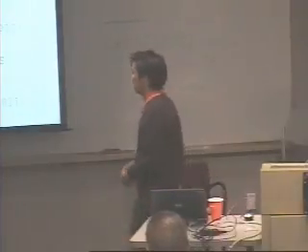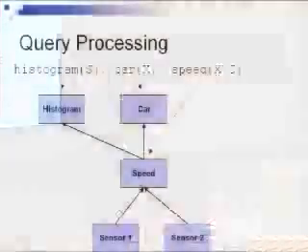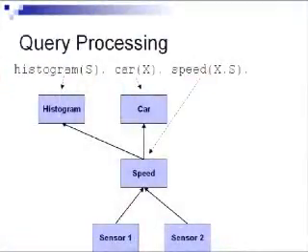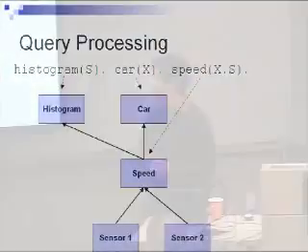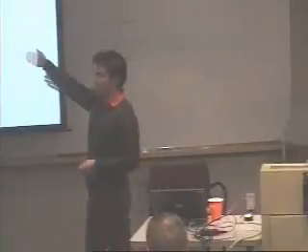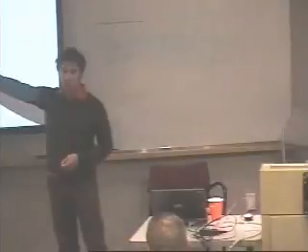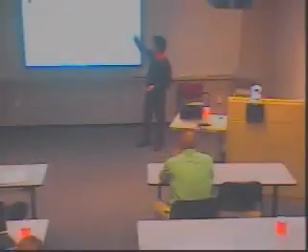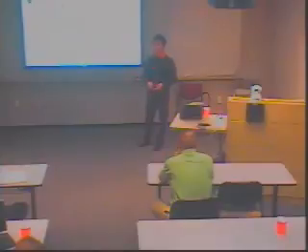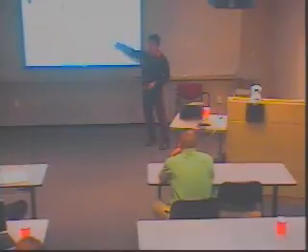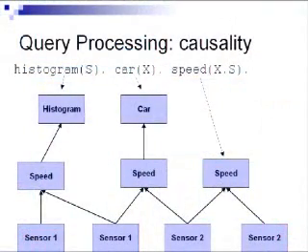Now the question is, given these queries, how do we generate a graph that will solve that query? And what we want is something that looks like this. If the person asks for a histogram of the speed of a car, histogram of S should be resolved with a histogram service. Car of X should be resolved with a car service. Speed of X of S should be resolved by a speed service. And if we're lucky, the speed service, car service, and histogram service will be wired up something like this.